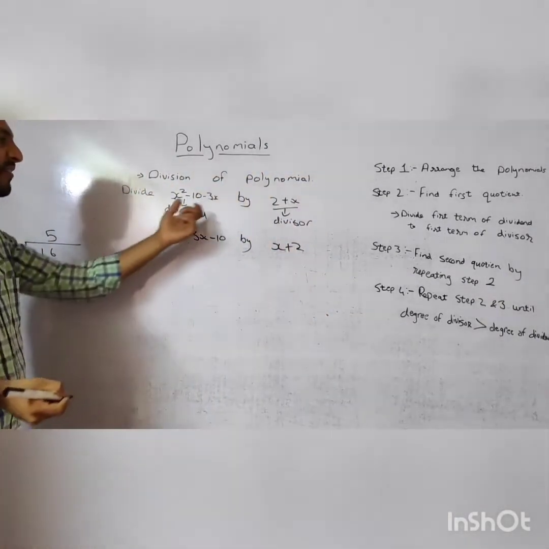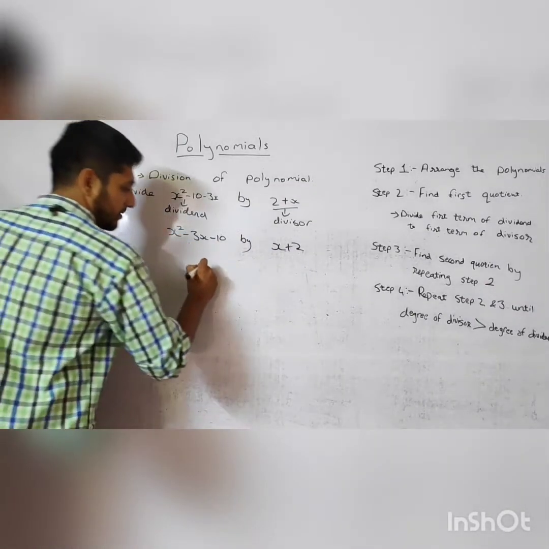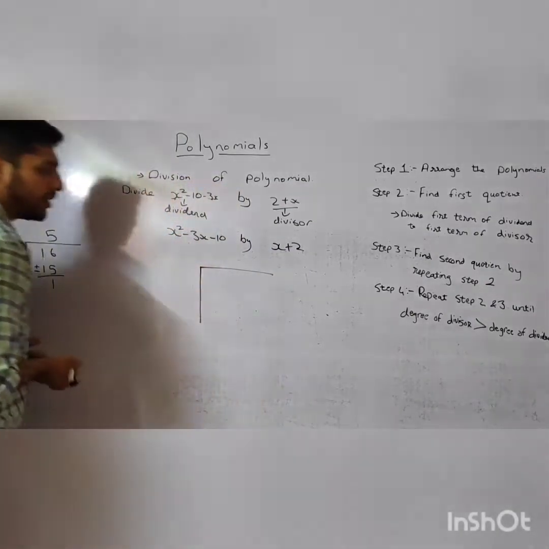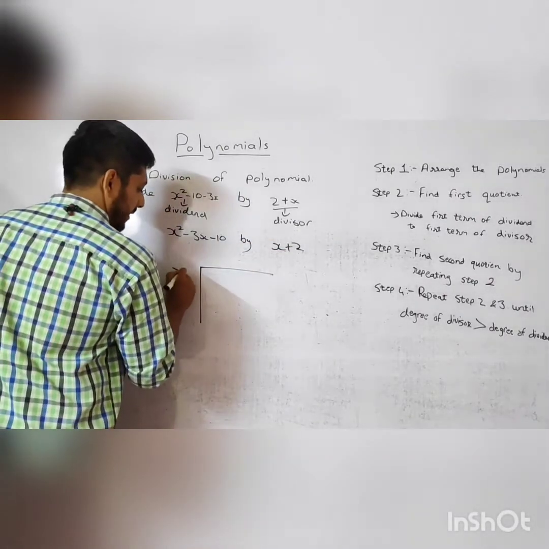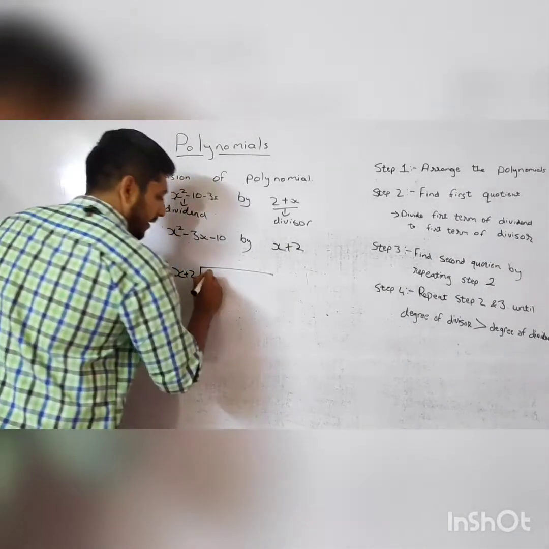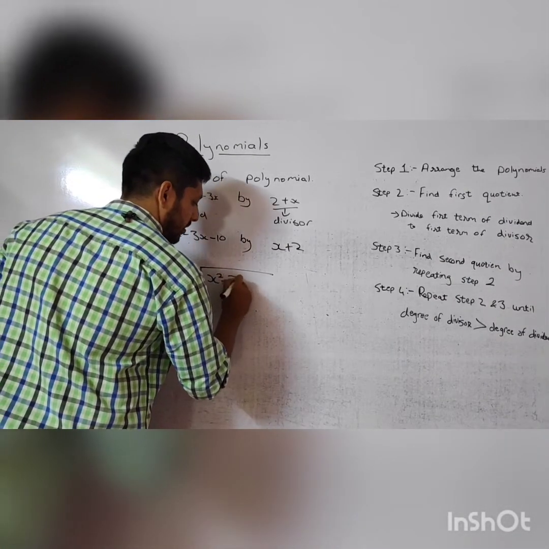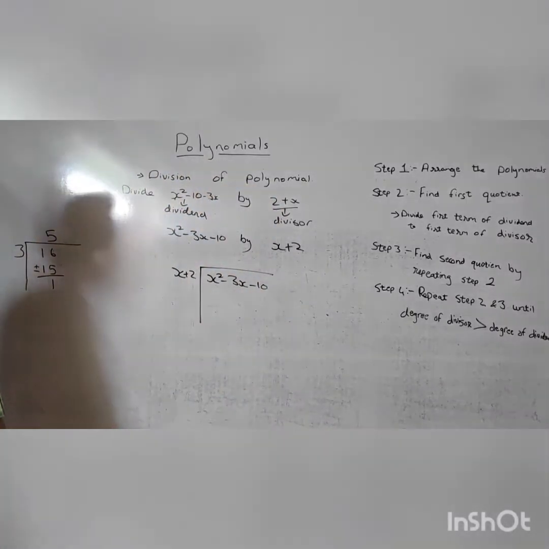Now if this is clear, then we can write this in this form. How do we write this? This way. The divisor is written over here, x plus 2. The dividend is written inside, x square minus 3x minus 10. So now we'll follow the next step.